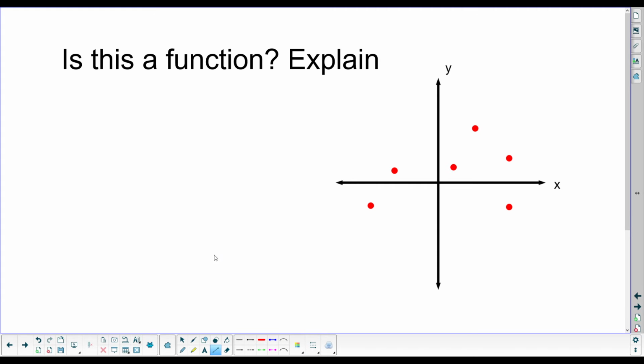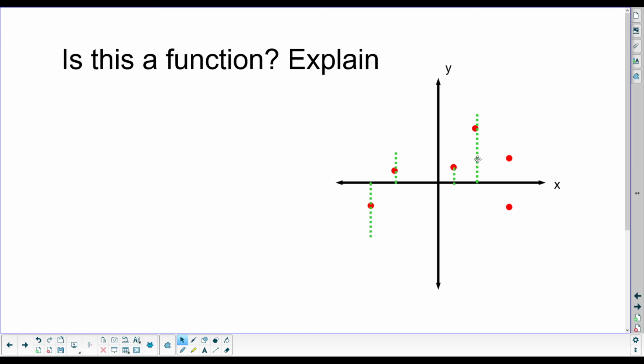So if I look along the x-axis, right here, I have an x value. And I can see that that only goes to 1 point. So this x value only goes to one y value. Likewise, this x value right here only goes to one y value. This x value only goes to one y value. This x value here only goes to one y value.